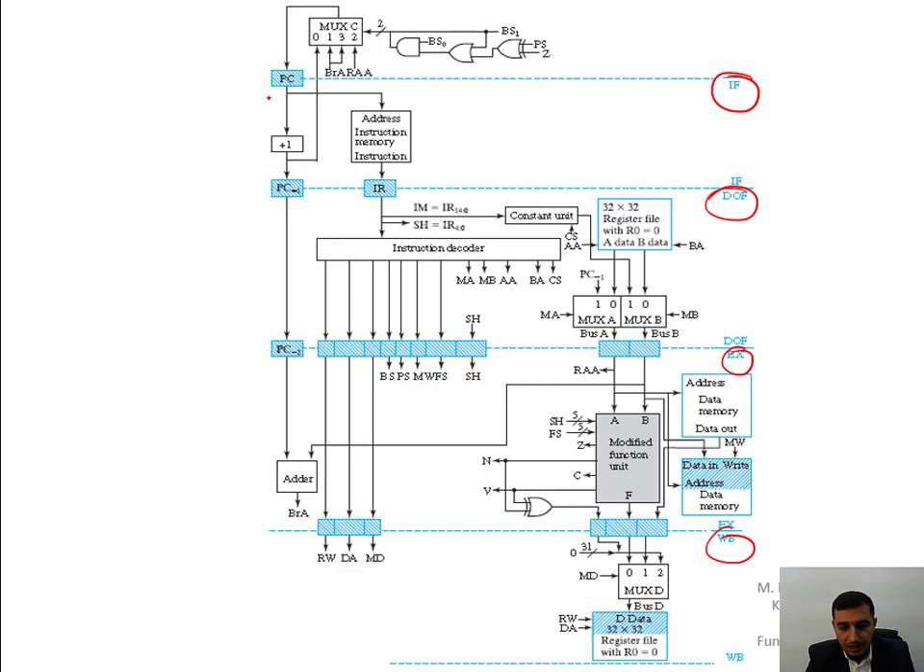Now, in this data path, we have 32 registers, and each register has a size of 32 bits. We have the introduction of mux A, where we have the PC-1 part over here, and we have the value of bus A. We have RAA. We are going to talk about all of these now.